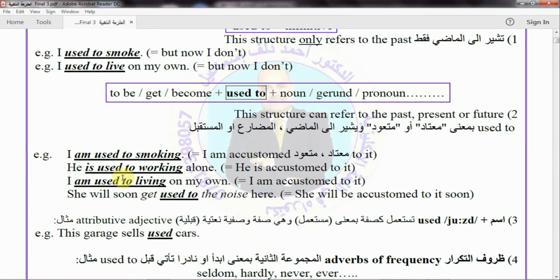He is used to working alone، يعني هو معتاد ومتعود على العمل لوحده، يعني he is accustomed to it، تعود بالماضي والآن وبالمستقبل. I'm used to living on my own، I'm accustomed to it. She will soon get used to the noise here. يعني she will be accustomed to it soon. يعني هي سوف تعتاد وتتعود على الضوضاء هنا بسرعة.